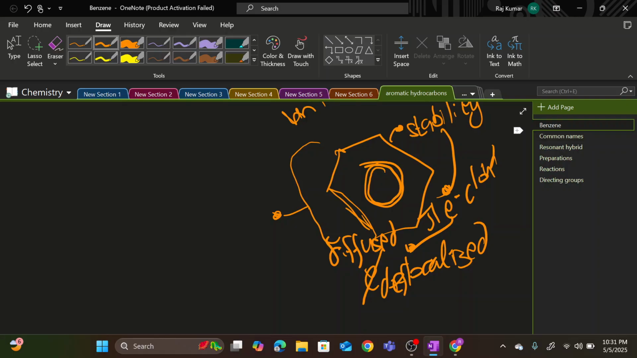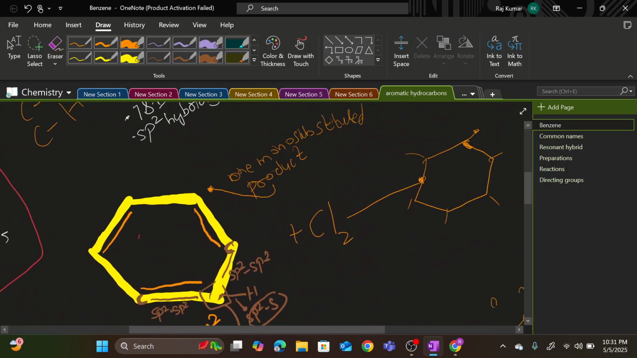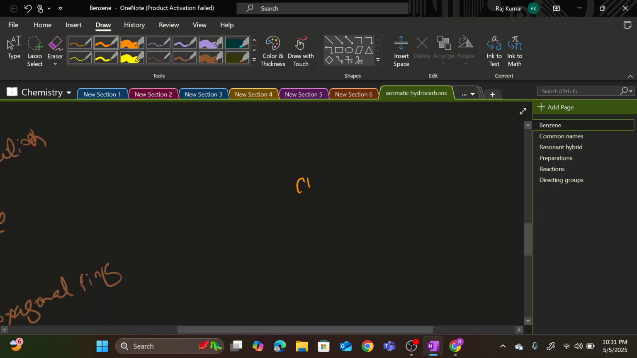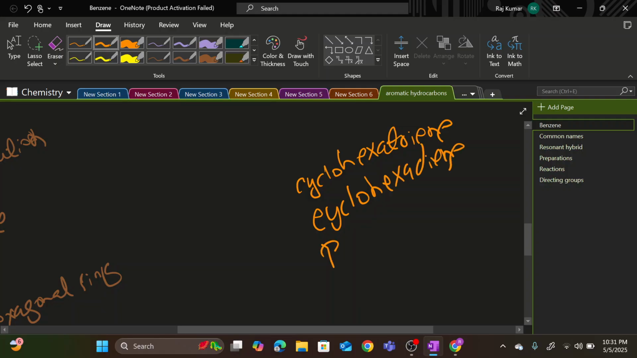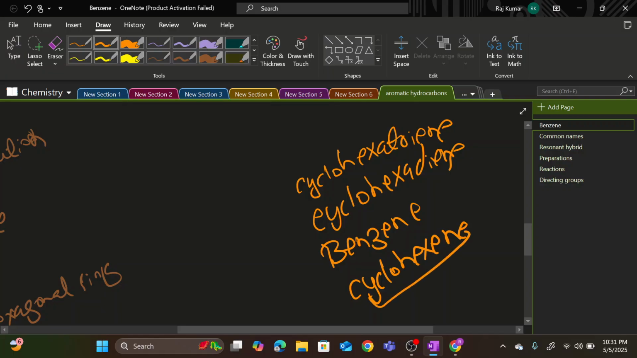So there were certain experiments conducted as well in the early centuries where scientists basically took cyclohexatriene and compared the values of cyclohexatriene with cyclohexadiene and benzene. What the scientists did was they first found the heat of hydrogenation of cyclohexene, and they found that the heat of hydrogenation was 100 kilojoule per mole.